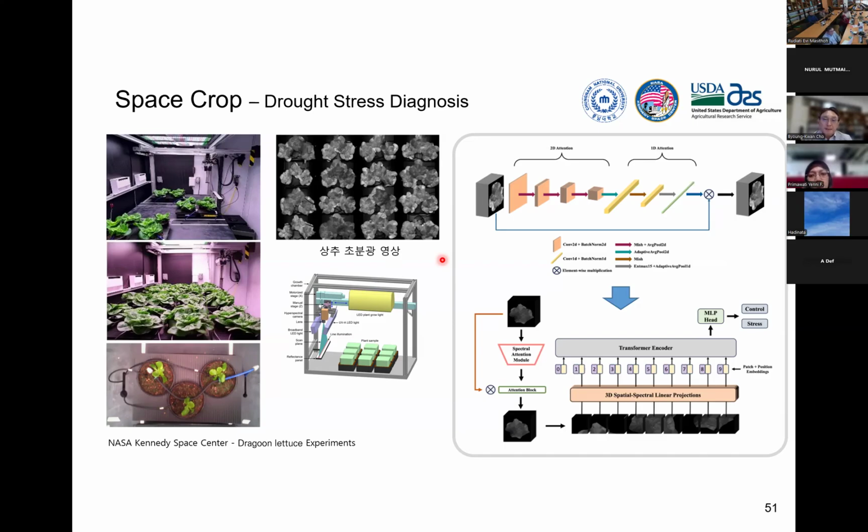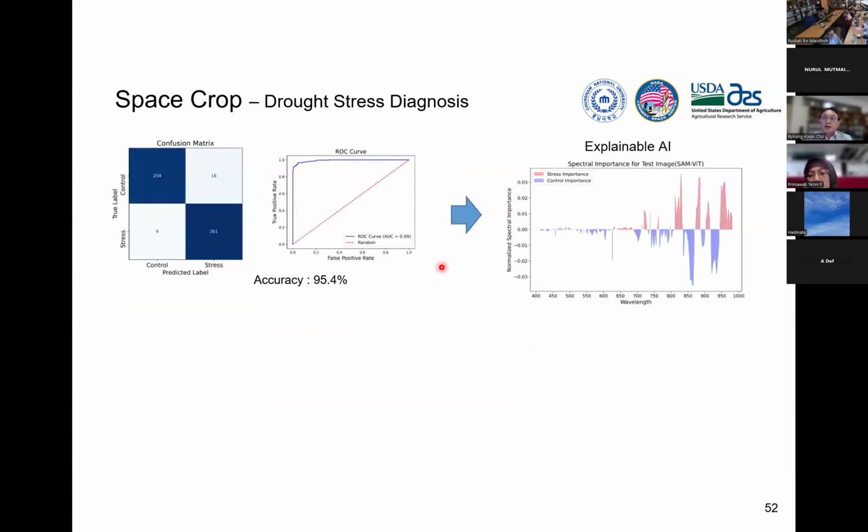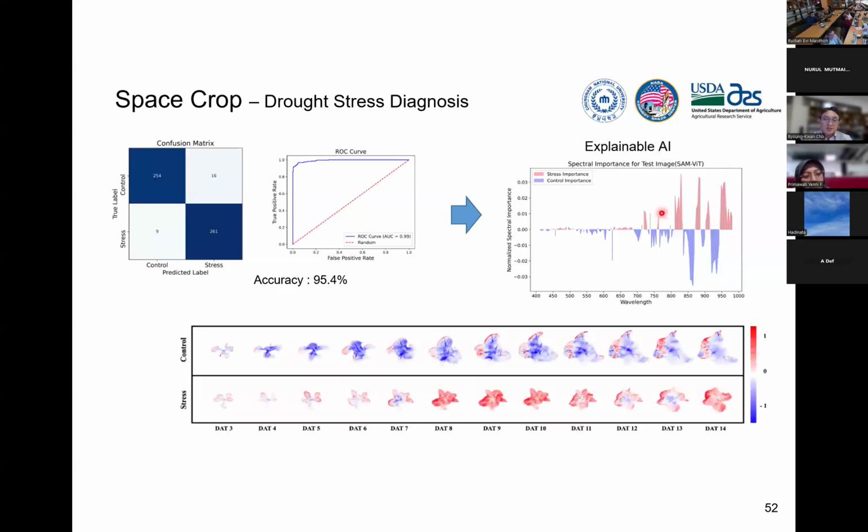So we are collaborating with NASA, and they raised the lettuce, and USDA ARS and our team measured hyperspectral images, and also we made an artificial intelligence model. And using an explainable artificial intelligence model, the result is like that. So the first row is control, so no stress, and the second one is the stress. The red color means stress index.